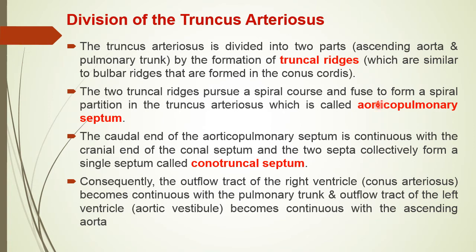And defective migration or deficiency of neural crest cells affects the development of the conotruncal septum. And because the aorticopulmonary septum and conal septum are joined to each other edge to edge, the outflow tract of the right ventricle becomes continuous with the pulmonary trunk, and the outflow tract of the left ventricle becomes continuous with the ascending aorta.